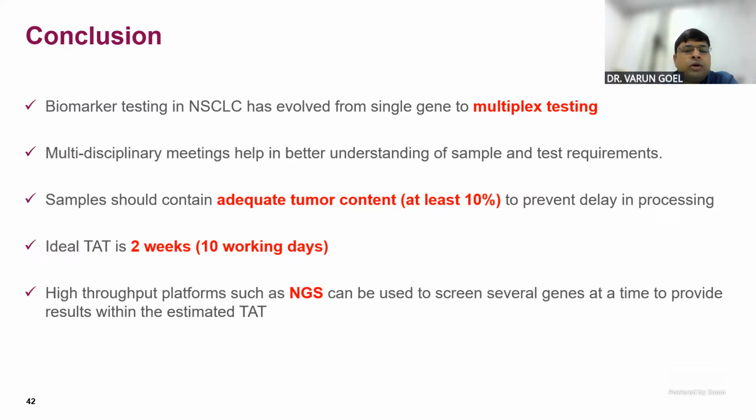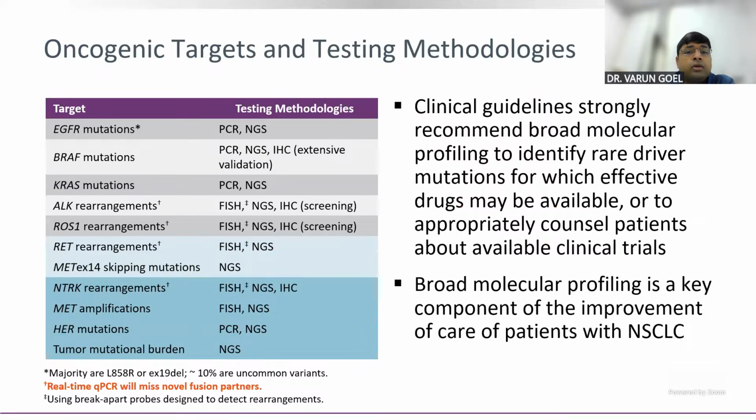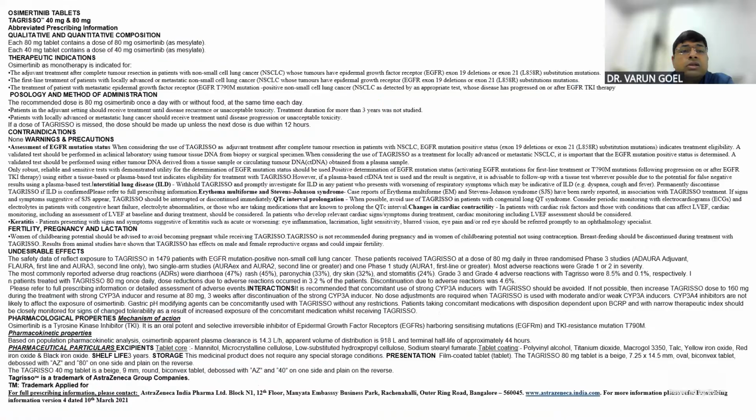High throughput platforms such as NGS can be used to screen several genes at a time to provide results within the estimated time. So all these oncogenic targets and testing methodologies we have discussed in today's presentation, and clinical guidelines strongly recommend broad molecular profiling to identify rare driver mutations for which effective drugs may be available, or to appropriately counsel patients about available clinical trials. Broad molecular profiling is a key component for the improvement in the care of patients with NSCLC.